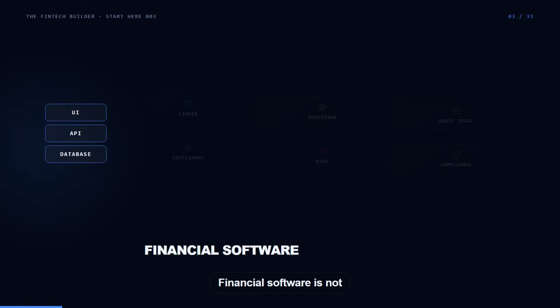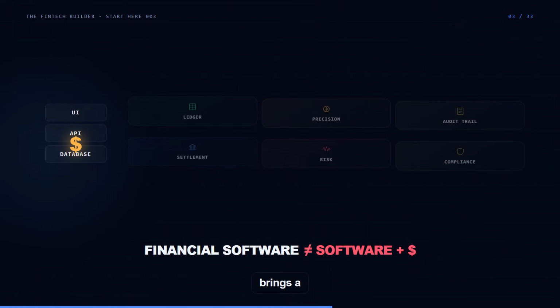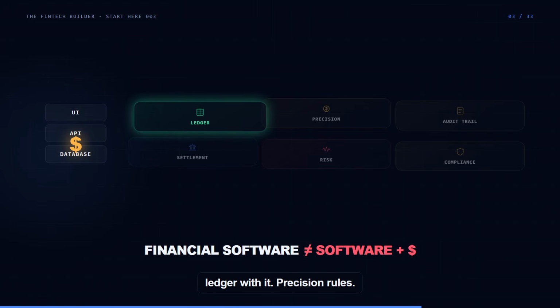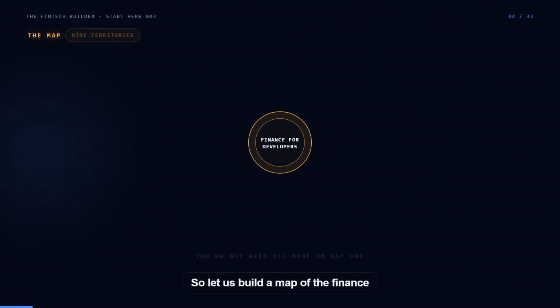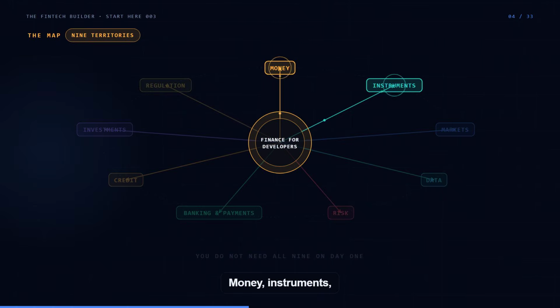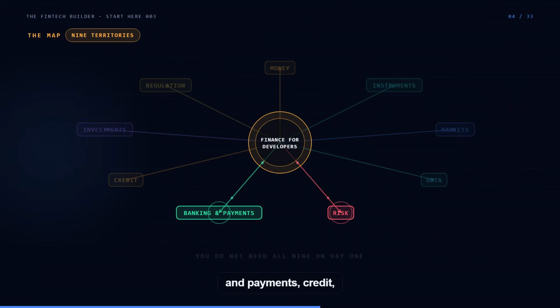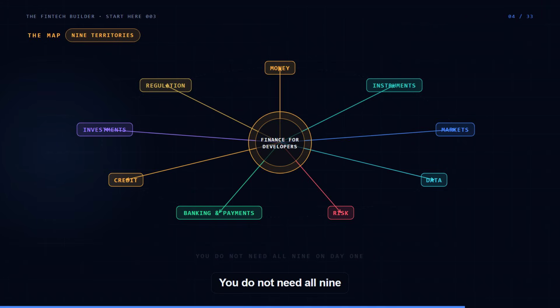Financial software is not ordinary software with money added to it. The moment value moves through your system, it brings a ledger with it. Precision rules, an audit trail, settlement, risk, and compliance. So let us build a map of the finance knowledge a software developer actually needs. 9 territories: money, instruments, markets, data, risk, banking and payments, credit, investments, and the rules around all of it. You do not need all 9 on day 1.